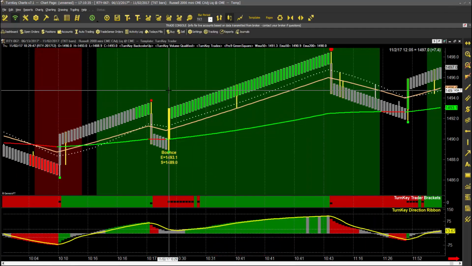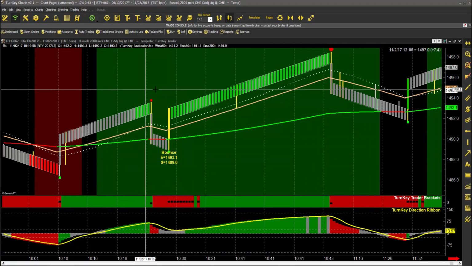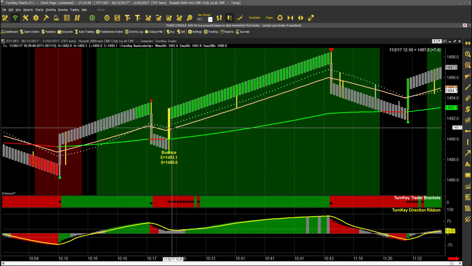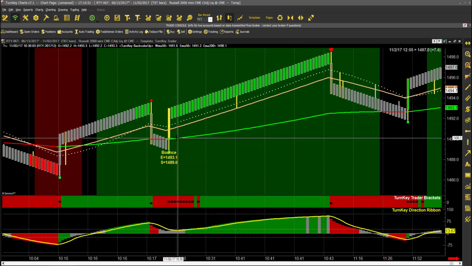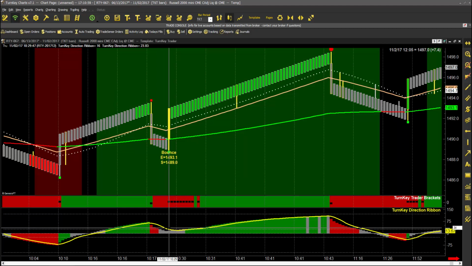All right, so here we have a bounce trade. And while we can walk through the rules, we have our green background, we have our gold bar, our white line is above our orange line, which is above our 200 EMA. We don't really care what color the bracket is for the bounce trade. And our yellow line is above 0.